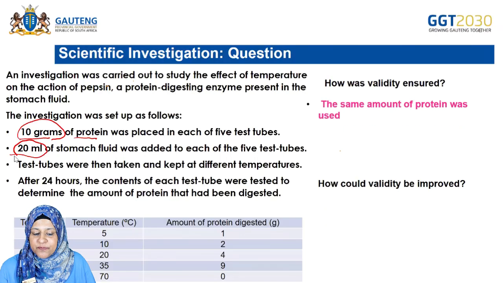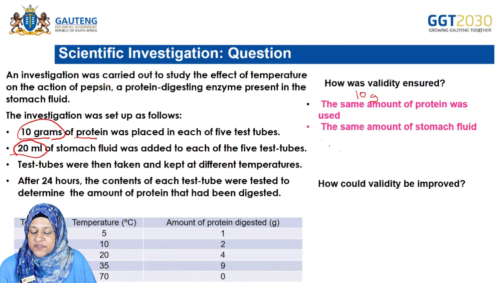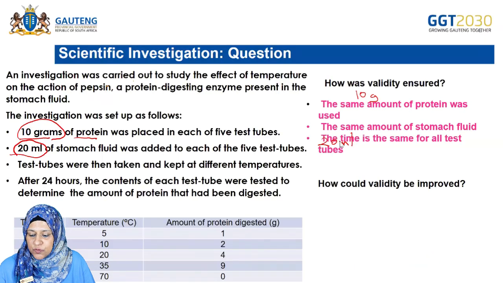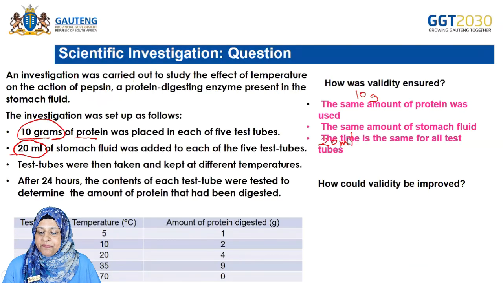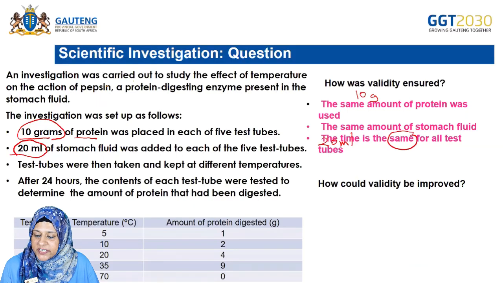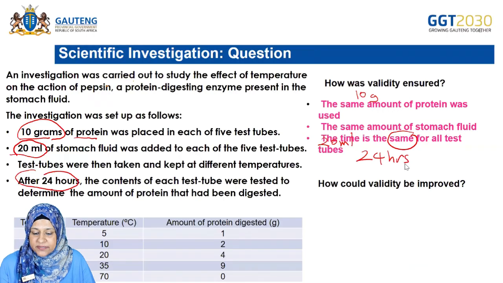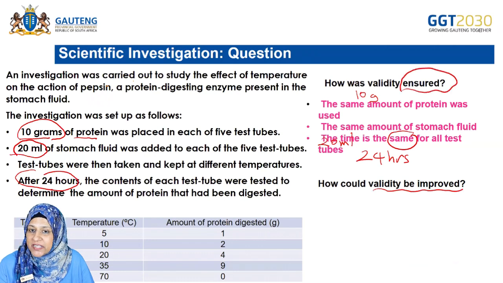So the same amount of protein was used. Yes, 10 grams was used. So here you will say 10 grams of protein was used, which was the same amount in each test tube. And the same amount of stomach fluid, which was 20 mils, was used in each of the test tubes. And then you could say the time was the same for all the test tubes, meaning 24 hours. Now, if I ask you how can validity be improved? This was how validity was ensured in the investigation.